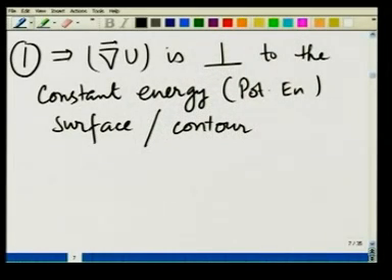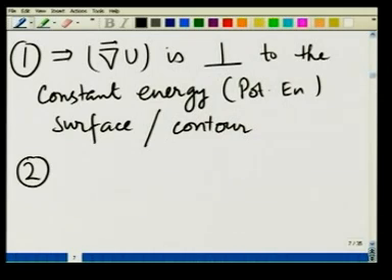I still have not fixed the direction. Is it going to be towards increasing u or decreasing u? Recall from the one dimensional case that I just mentioned, if du dx is positive, that means if I go in positive x direction, u would be increasing. Can I say similar thing about this? Let us look at that. Then I will take an example and show this again. So, first conclusion is that gradient of u is perpendicular to the constant energy or potential energy surface or contour.